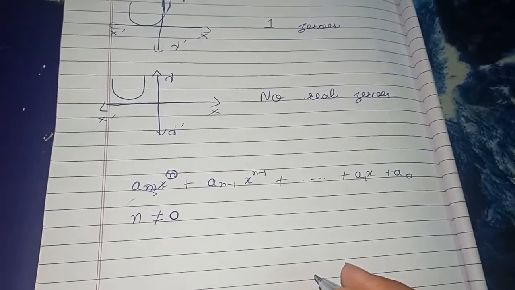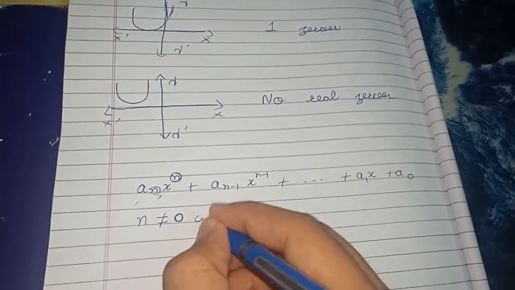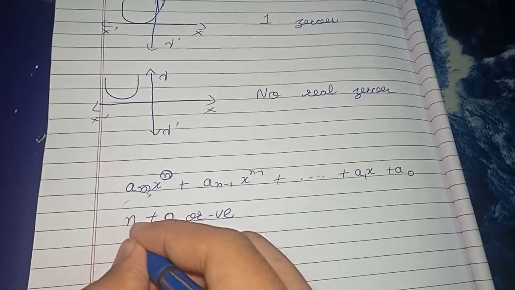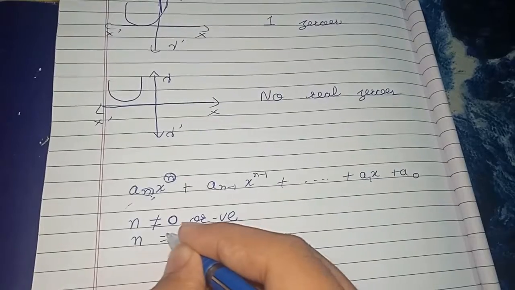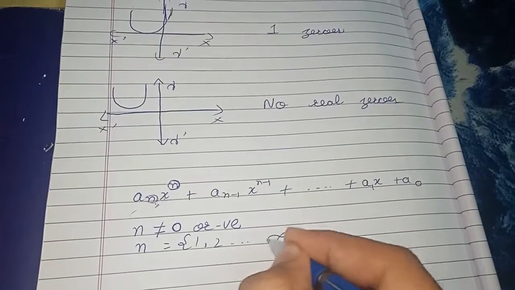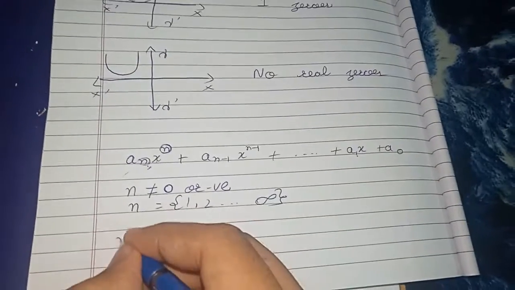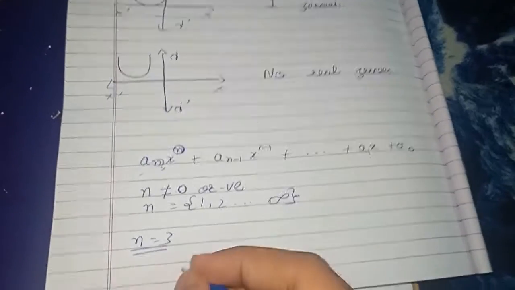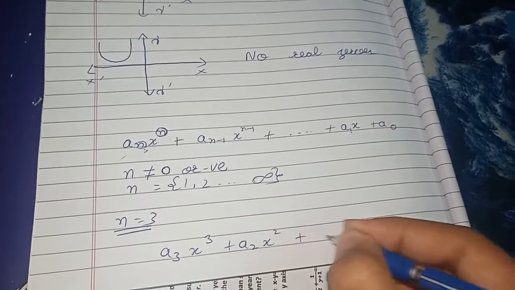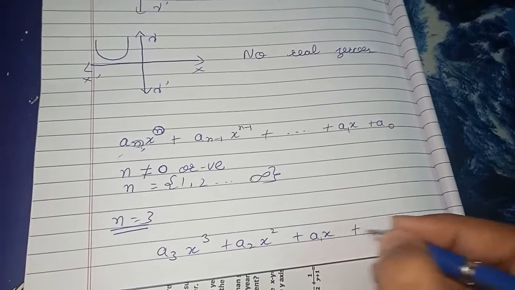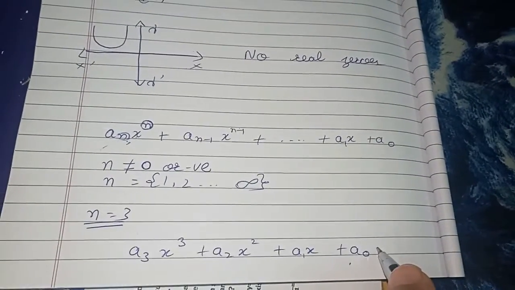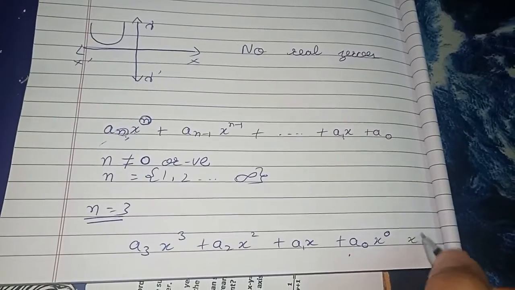And it cannot be negative either. So here n should be a natural number, that is, a set beginning from 1 to infinity. For instance, take n equals 3. Here we would get a3 x cubed plus a2 x squared plus a1 x plus a0. Here a0 is multiplied by x raised to 0, and x raised to 0 is equal to 1.